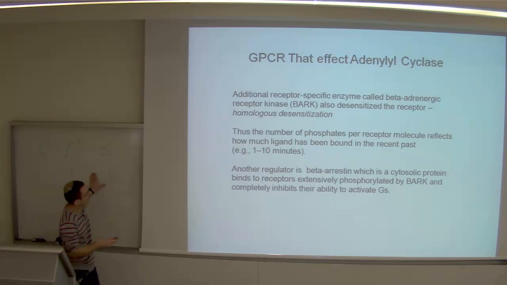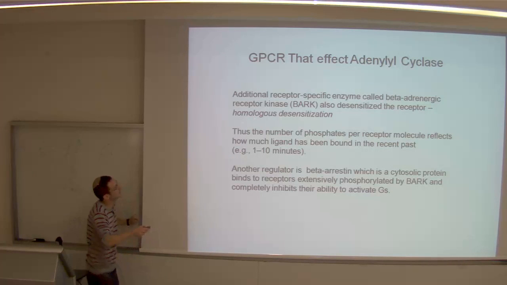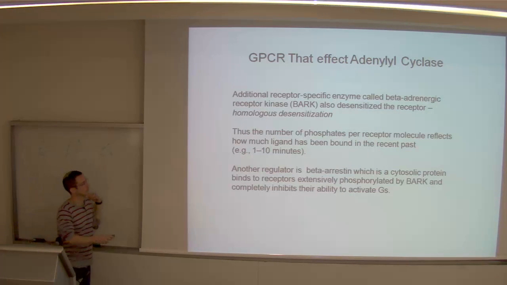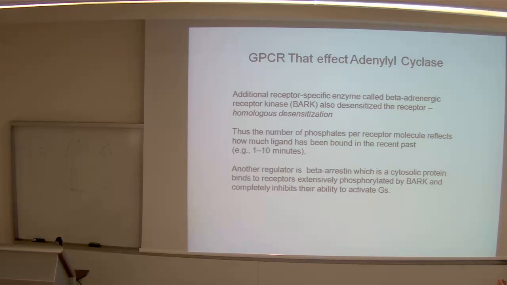There is a specific example of homologous desensitization on the beta-adrenergic receptor, and it's caused by a receptor-specific enzyme called beta-adrenergic receptor kinase, or simply BARK. This one desensitizes only the receptor that initiated the cascade. So BARK performs homologous desensitization, as opposed to other kinases, whose names you've not mentioned, which also induce heterologous desensitization.